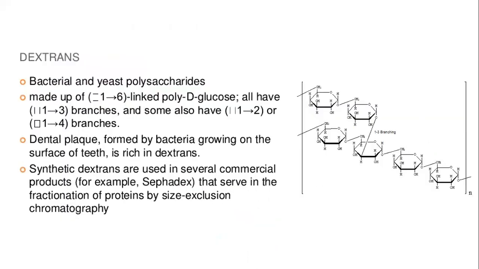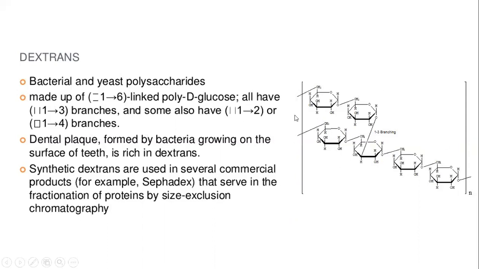In bacterial and fungal cell walls, we can find dextran, which is a polysaccharide. It is made up of alpha 1-4, 1-6 poly D-glucose, and has 1-3 branches, and also some alpha 1-2 and 1-4 branches. In dental plaque formed by bacteria growing on teeth, dextran deposition can be observed, and sometimes we can use synthetic dextran in column chromatography. The column is made up of synthetic dextran known as Sephadex.